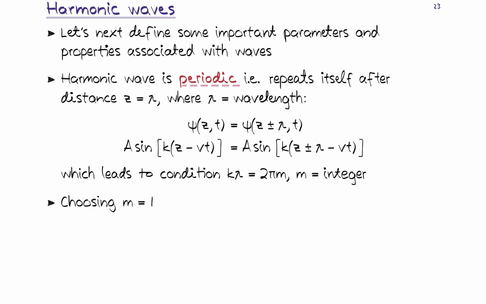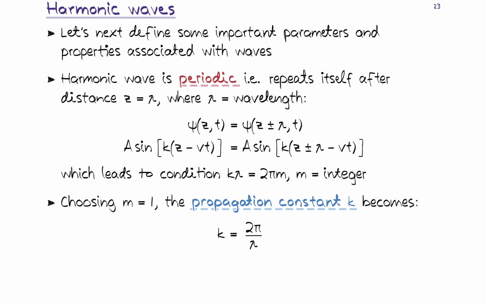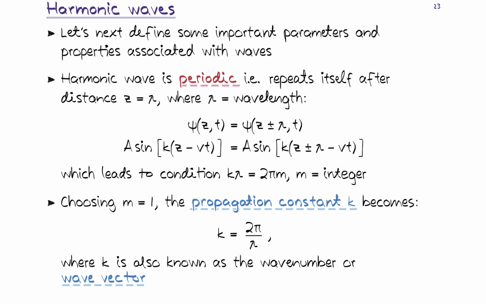When we choose the smallest possible k, we choose the integer m equals 1. In this case, our propagation constant, also known as the amplitude of the wave vector, has a simple form: k equals 2 pi divided by the wavelength lambda of light. Here k is also known as the wave number or the wave vector, or to be more precise, the amplitude of the wave vector. So this is how we define the propagation constant k.